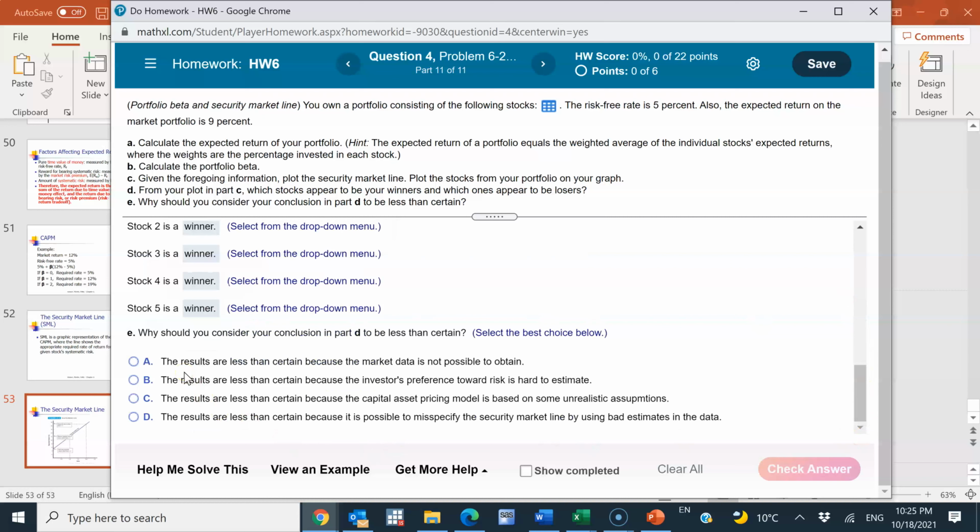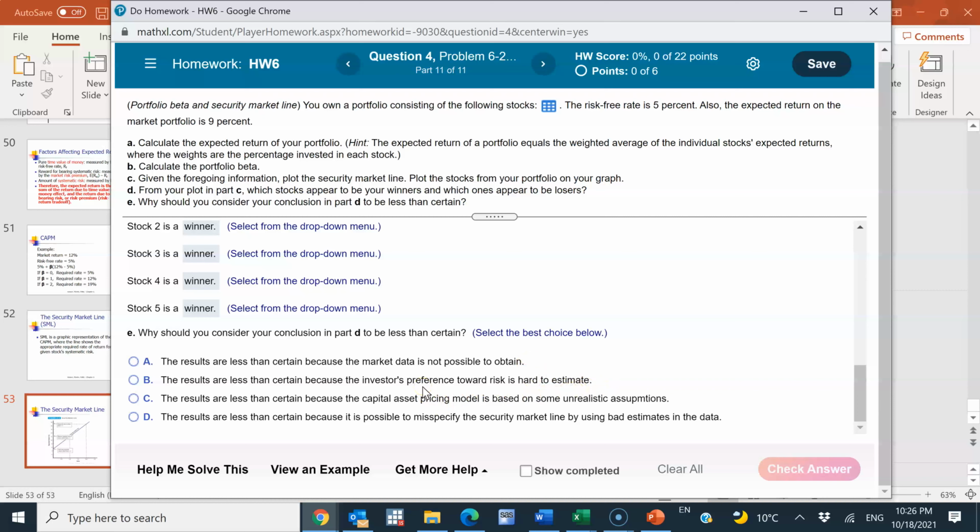So then we just look for the answer which captures that analysis. A, the results are less than certain because the market data is not possible to obtain. That's actually not true, right? Because we have to estimate the risk-free rate and expected return on the market portfolio, we have to use the market data. B, the results are less than certain because the investor's preference toward risk is hard to estimate. That's actually not the point.